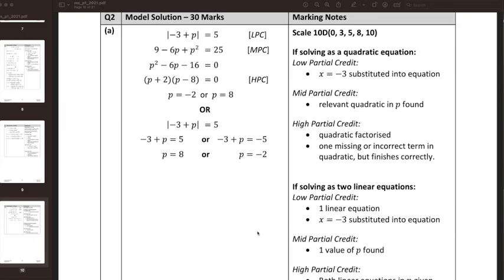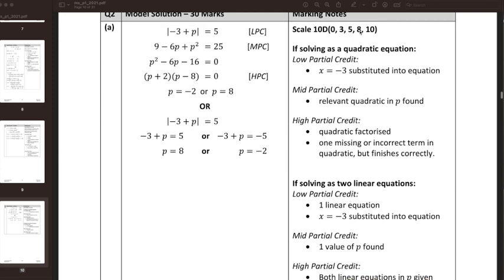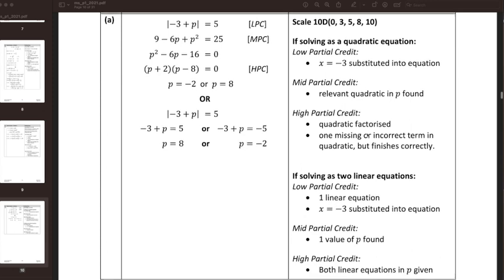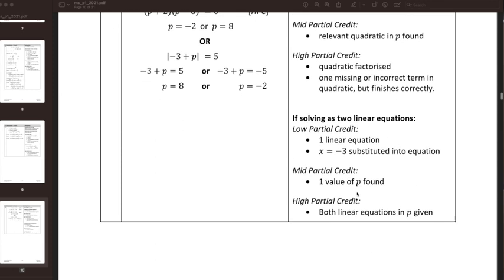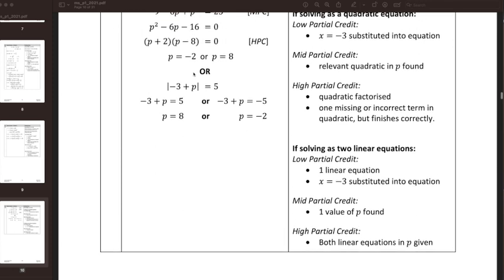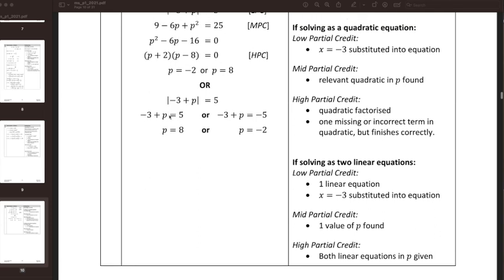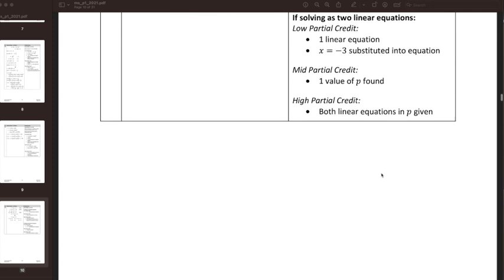Okay, now just looking at the marking scheme for this one here, the high partial credit for question 2 part A is 8. And you get that if, first of all, you got that quadratic and you factorized the quadratic, so if you got to that line there, or if you got these two linear equations, so if you had split it into an equation, not gotten all the way to P is equal to 8 but gotten halfway there, then you would have gotten the high partial credit.